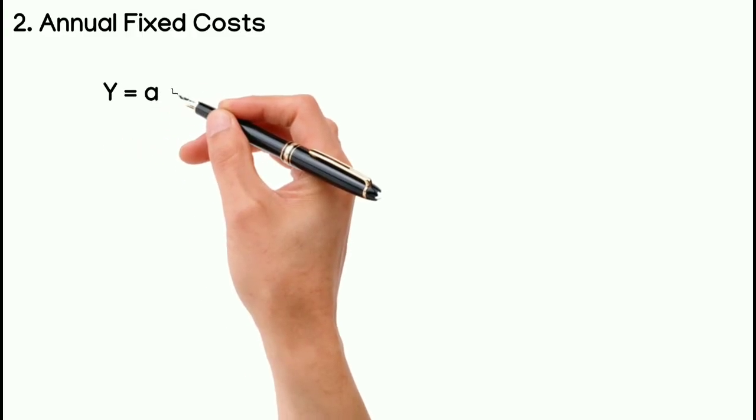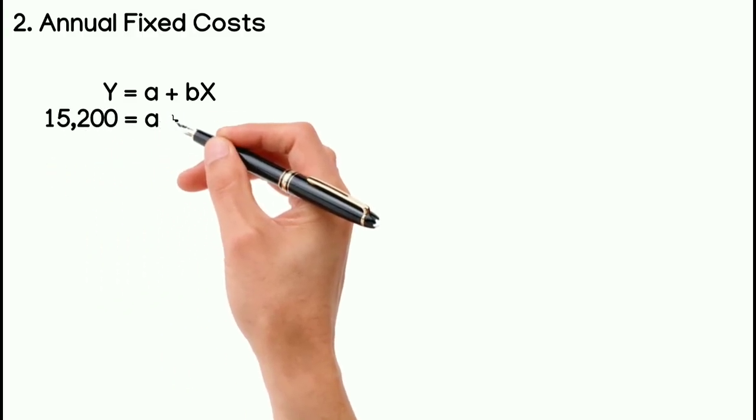Ang cost function ay y is equal to a plus bx. Recall that y is the total cost or mixed cost, a is the total fixed cost, b is the variable cost per cost driver, and x is the cost driver.